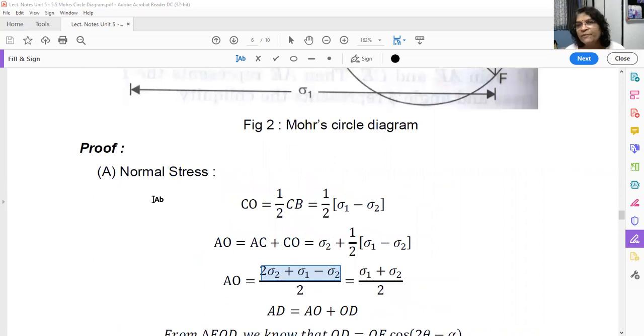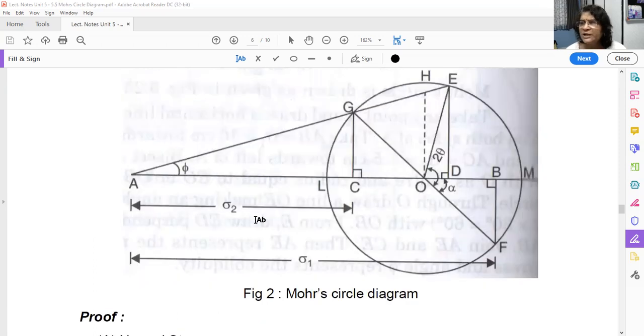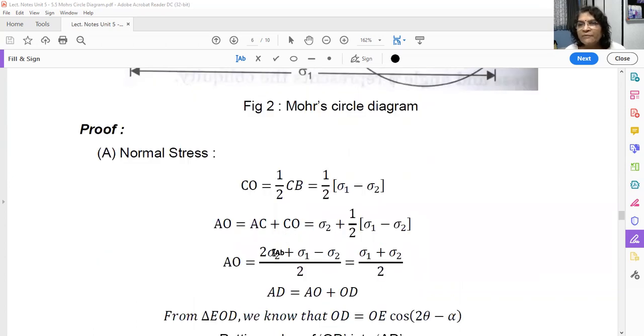Okay. Now the proof. The first proof is for normal stress. Normal stress means AD. Now it is just geometry, and no strength of material is here. It is just mathematics or geometry, you can say. But I will explain it in a very good fashion.